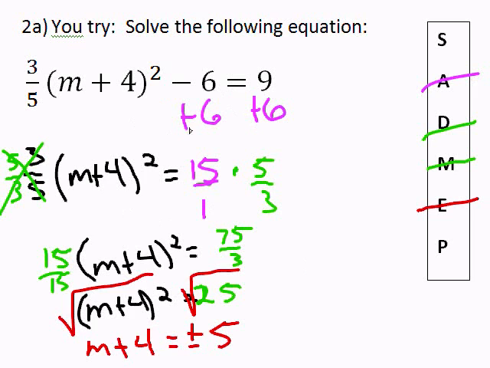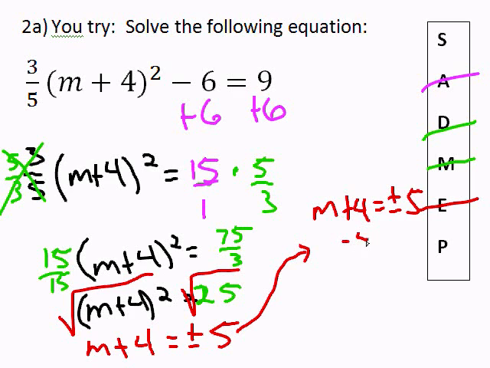I went ahead and worked it out for you. I added 6 to both sides first to get rid of subtraction and addition. Then multiplied both sides by the reciprocal outside of the parentheses to get rid of the 3/5. And I simplified it, and then I took the square root to get rid of the exponent, and was left with m plus 4 equals positive or minus 5, which I'm going to rewrite right over here. m plus 4 equals plus or minus 5.